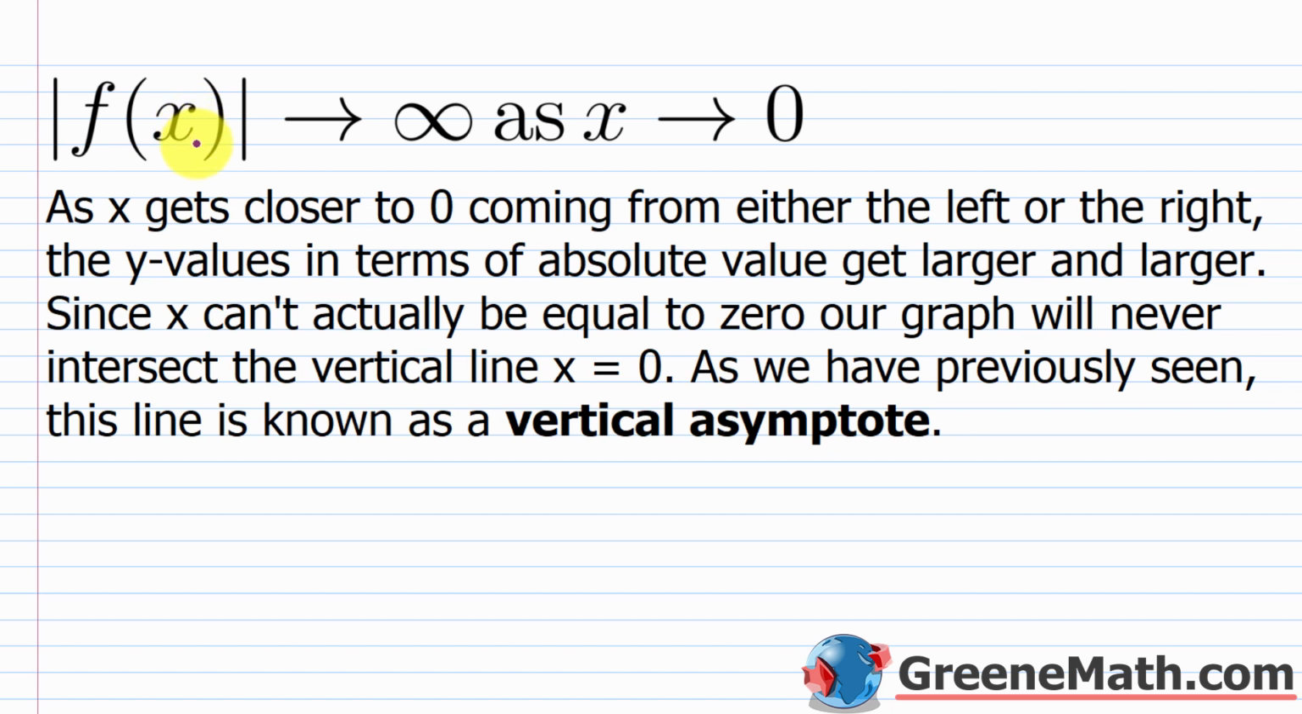So putting these two things together, you could say in terms of absolute value. Remember, absolute value takes something that's negative and makes it positive. So the absolute value of f of x, or the absolute value of y, approaches positive infinity as x approaches 0. This is either from the left or the right, and the reason we're able to say this is because of these absolute value bars here. So keep that in mind. As x gets closer to 0, coming from either the left or the right, the y values in terms of absolute value, that's the key here, get larger and larger. Since x can't actually be equal to 0, our graph will never intersect the vertical line x equals 0. As we have previously seen, this line is known as a vertical asymptote, so that's where that's coming from.